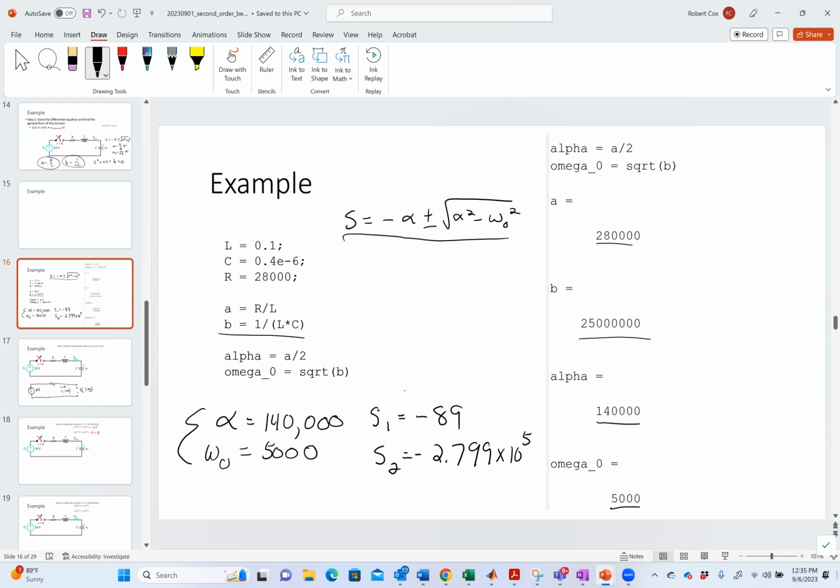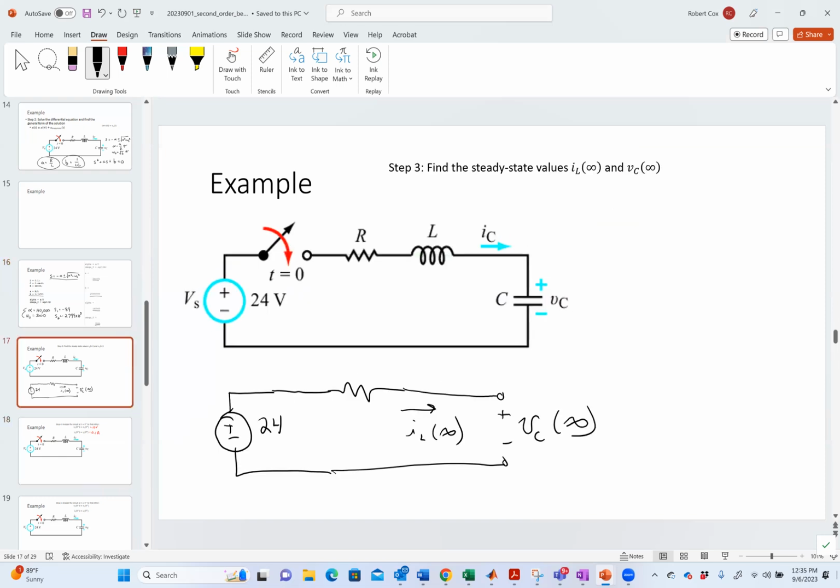If they're purely real and distinct, meaning there's two different numbers, that's when it's overdamped. They can be real and the same number, and that's what we call critically damped. Again, that one doesn't happen as commonly, but it does happen.